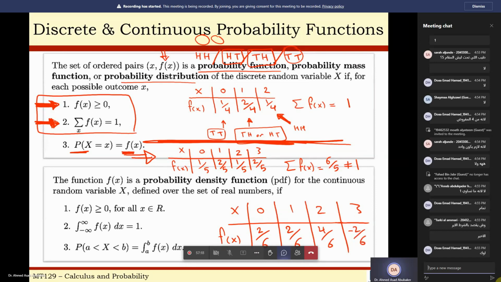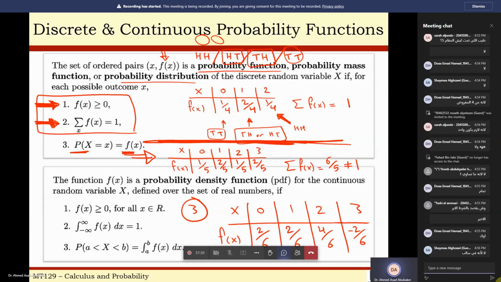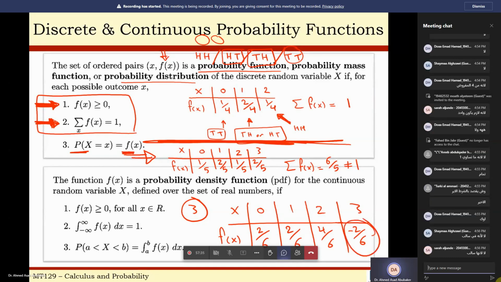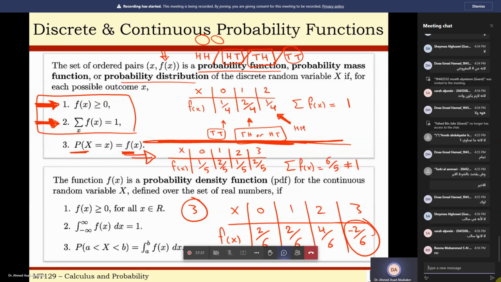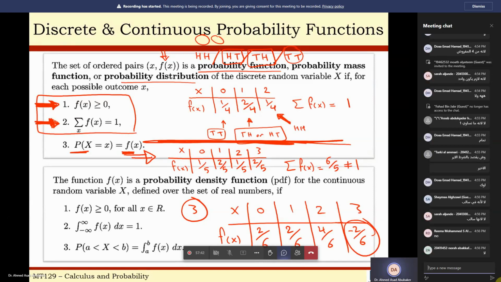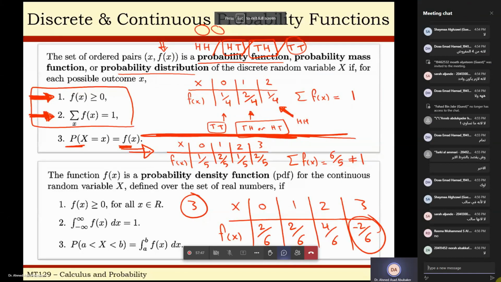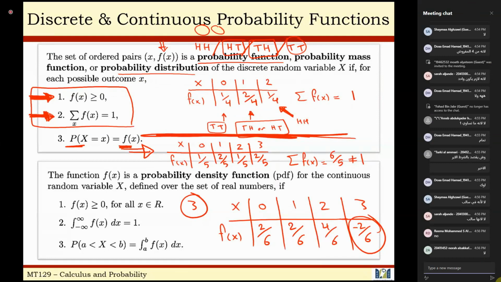لاحظوا مجموعهم 1. لكن هل هذا probability mass function؟ This is the probability mass function number 3. Yes or no؟ لا، لأنه في سالب. ممتاز يا شيماء، ممتاز يا سارة. لأنه في خلل بإحدى الشروط. ممتاز. حتى لو مجموعهم 1، لو نجمعهم 1 لكن في خلل، في سالب. أوكي. فلازم يكونوا موجبات، مجموعهم 1 بنسميه probability mass function.